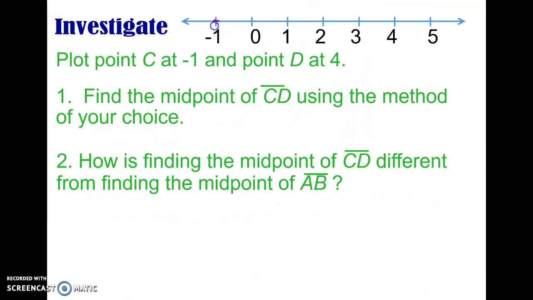Point C is at -1, point D is at 4. Again, you could count, you could fold patty paper in half, or you could use your compass. If we have 1, 2, 3, 4, 5 jumps, now halfway is halfway between numbers. So it's a little bit different, but it's the same.